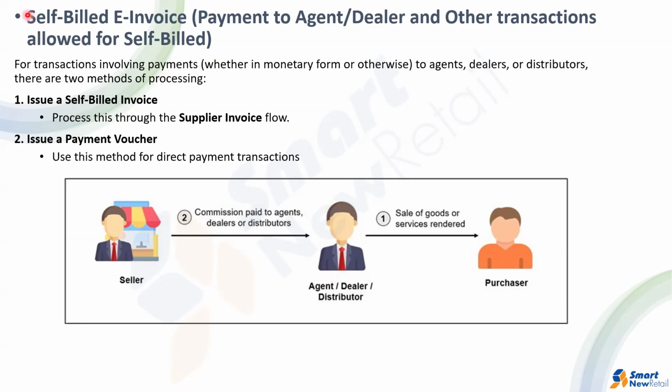Yeah. So now for self-bill e-invoice, payment to your agent or dealer or other transactions that are allowed for self-bill. So this is how you proceed through the supplier flow and issue the payment voucher directly to the document.